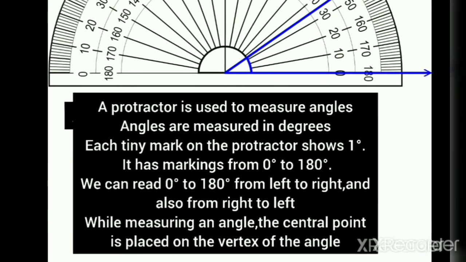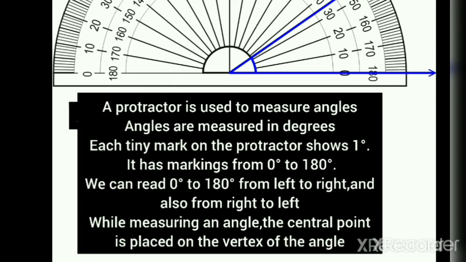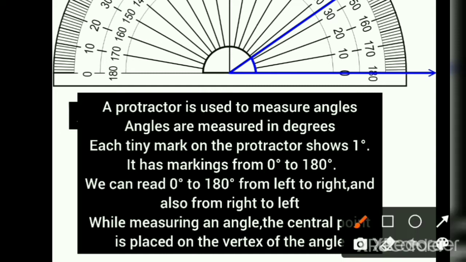Now while measuring an angle, the central point is placed on the vertex. Whenever you are measuring an angle, the center point of the protractor you will always place on the vertex, where the two rays are joining. Then you will measure the angle. Clear? I will explain how to measure angles with examples.